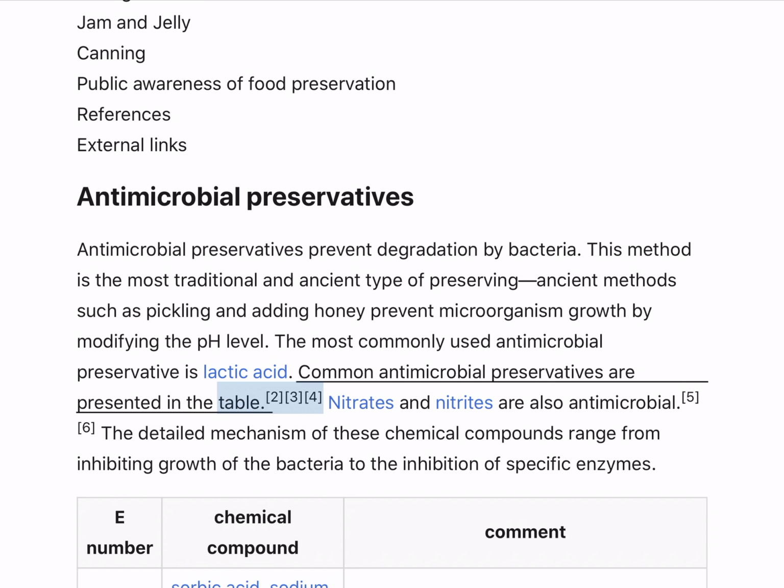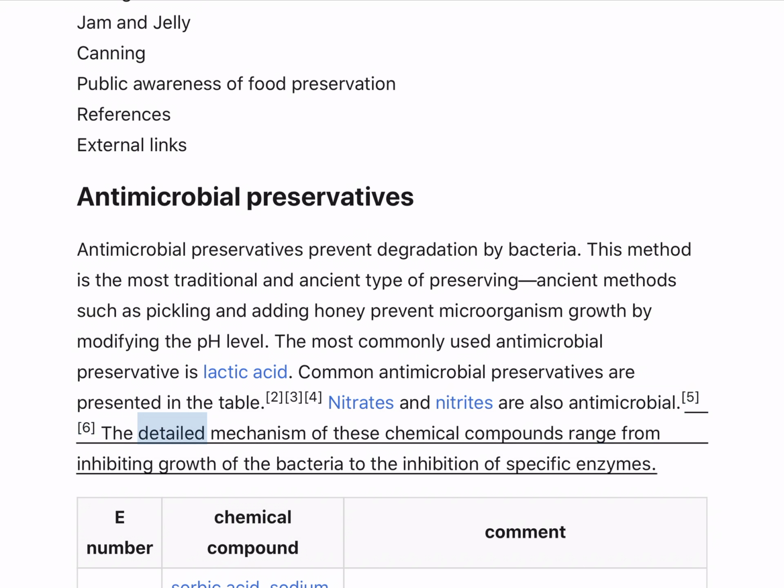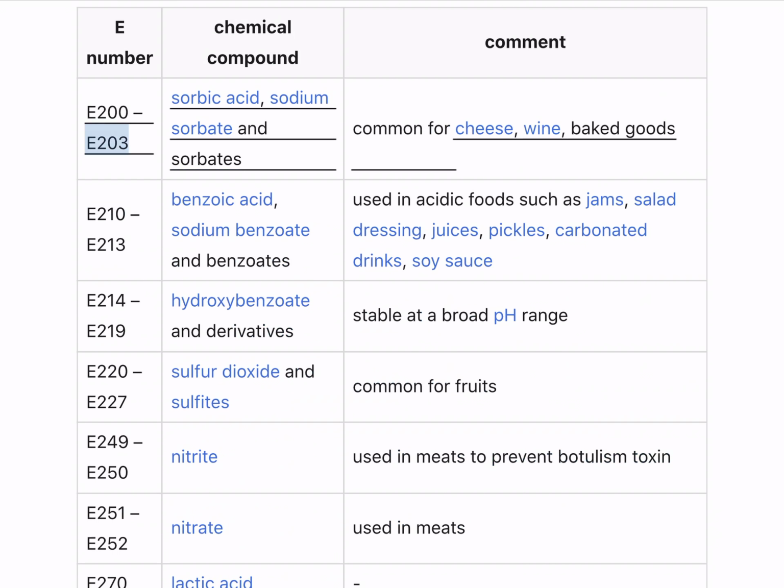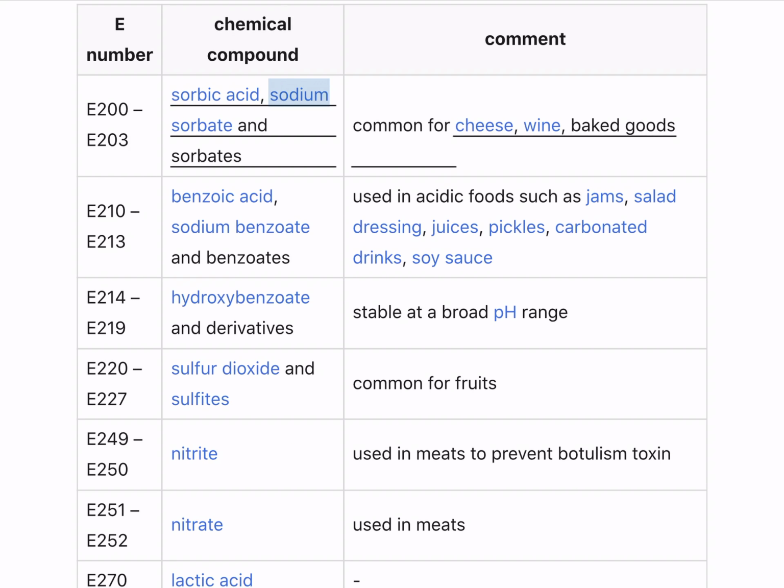Nitrates and nitrites are also antimicrobial. The detailed mechanism of these chemical compounds ranges from inhibiting growth of the bacteria to the inhibition of specific enzymes. E-number, chemical compound, comment: E200, E203, sorbic acid, sodium sorbate and sorbates, common for cheese, wine, baked goods.